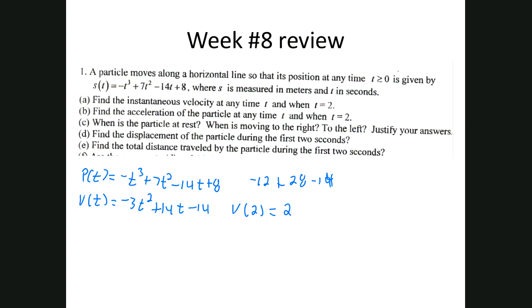Then the second part, it says find the acceleration of the particle at time t is equal to 2. Well, acceleration is the next derivative from velocity.